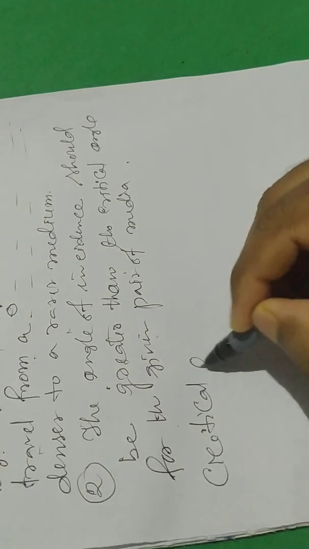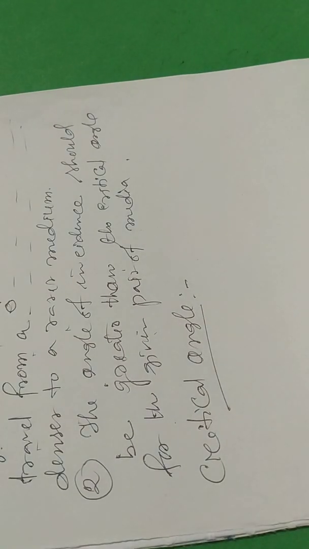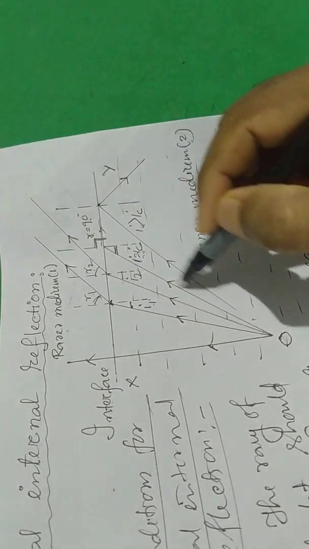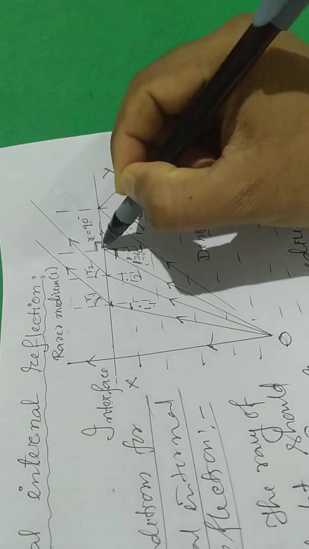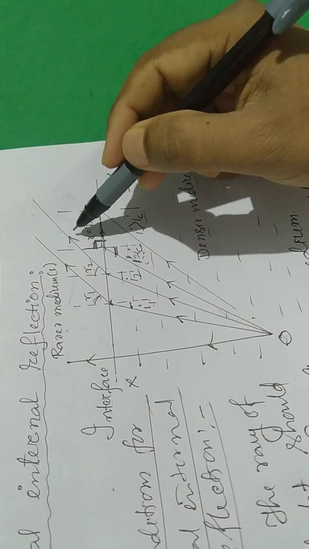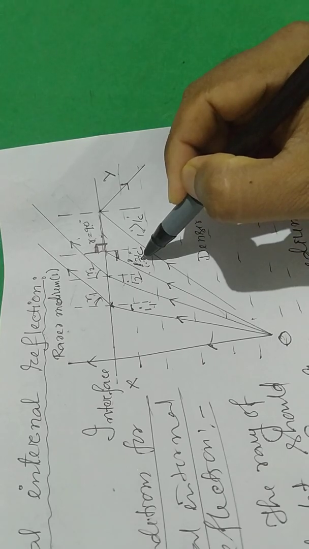Critical angle. The critical angle for a pair of media is defined as the angle of incidence in the denser medium for which the angle of refraction in the rarer medium becomes 90 degrees. You see the diagram, already I have explained about critical angle. In this ray, the angle of incidence is I and the angle of refraction becomes 90 degrees. If the angle of refraction in the rarer medium is 90 degrees, then the angle of incidence in the denser medium is called the critical angle.